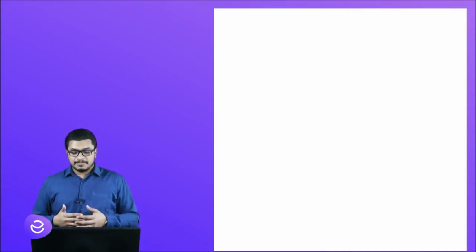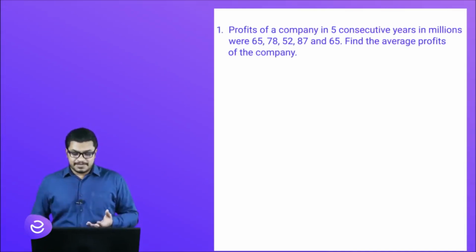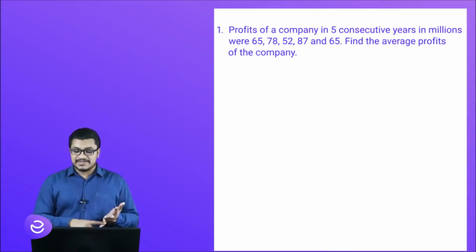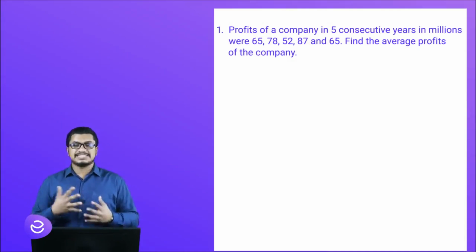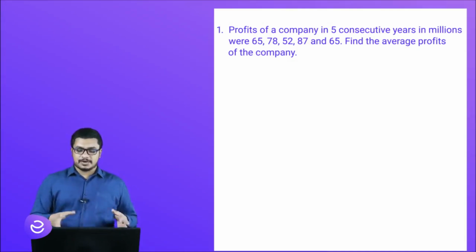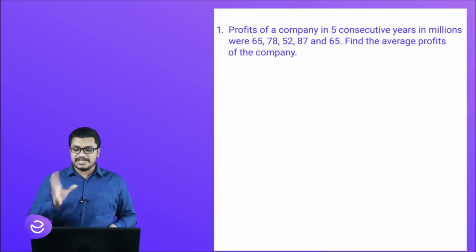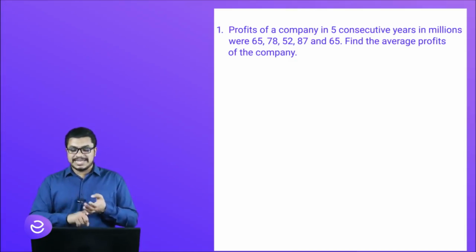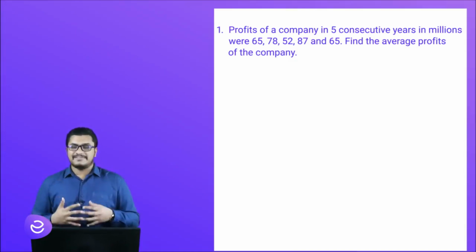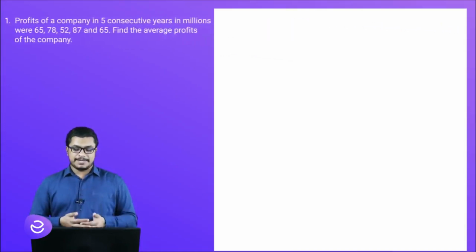The first example: profits of a company in 5 consecutive years in millions were 65, 78, 52, 87 and 65. Find the average profits of the company. So here we have the profits of a company for 5 years: 65 million, 78 million, 52 million, 87 million and 65 million. They're just asking us to find the average profits of the company.